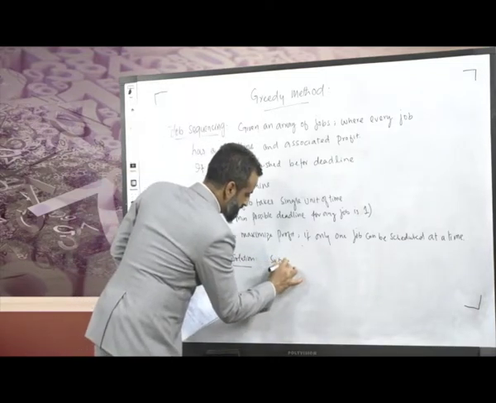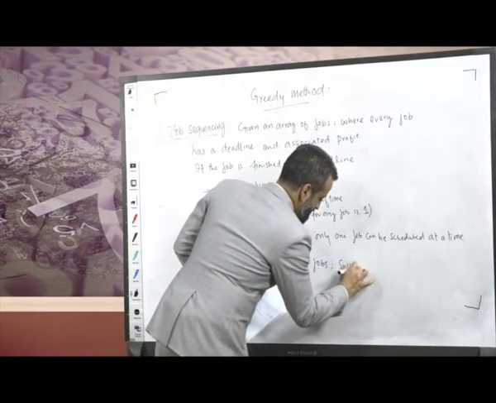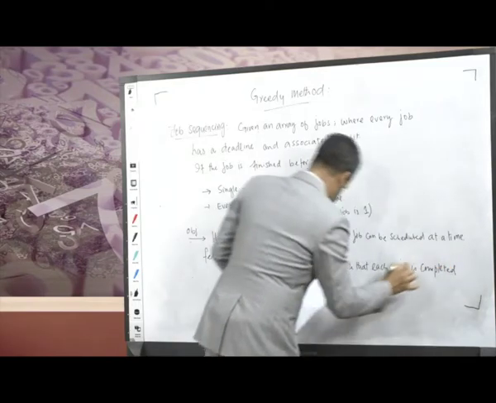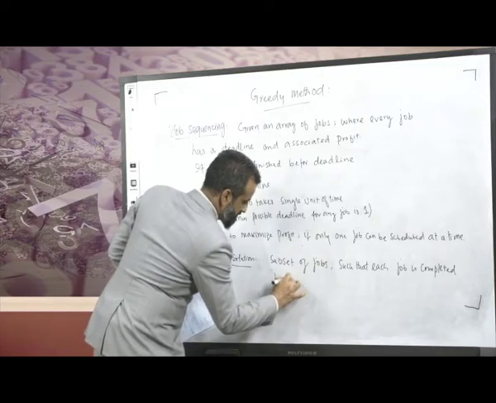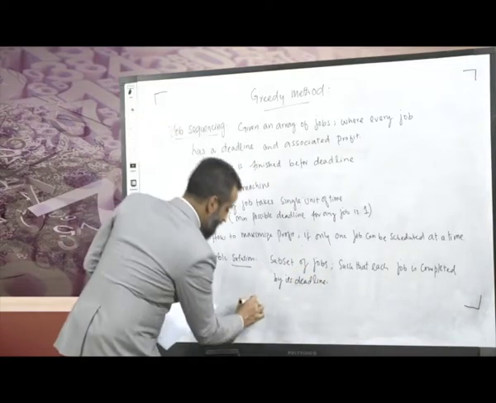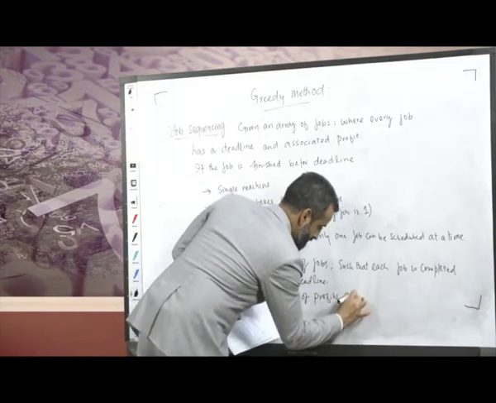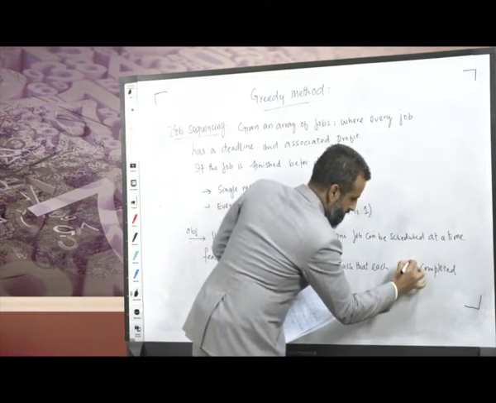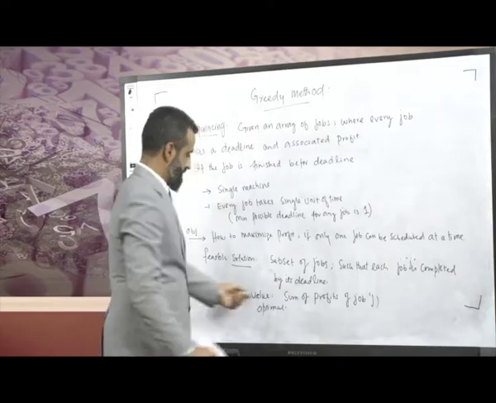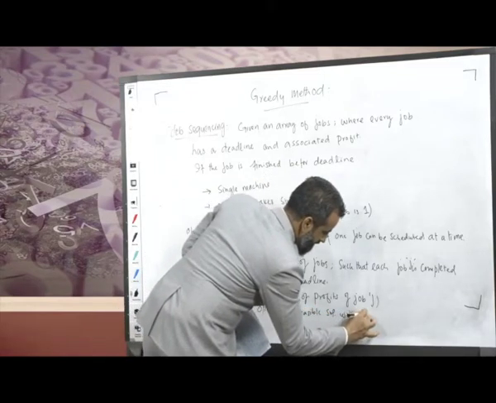a subset of jobs such that each job is successfully completed by its deadline. And what will be the value of this feasible solution? The value of this feasible solution will be the sum of profits of job, let's say job J here. And the optimal solution will be one feasible solution which has the maximum profit. So a feasible solution with maximum profit.